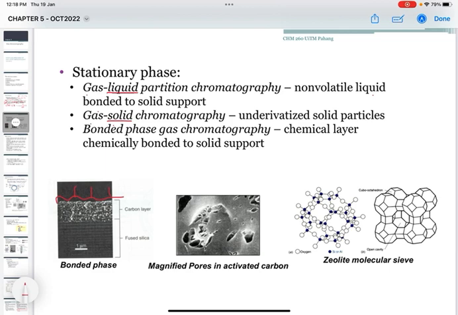Alcohol is very strongly polar, it is rare, but I'm just giving an example. So let's say it has an H here, so it can bond with alcohol because alcohol has O, so they can form hydrogen bond. Okay, so that is the meaning of non-volatile liquid bonded to solid support. This one is the solid support, this is the liquid which is bonded to the solid support, making it the stationary phase.